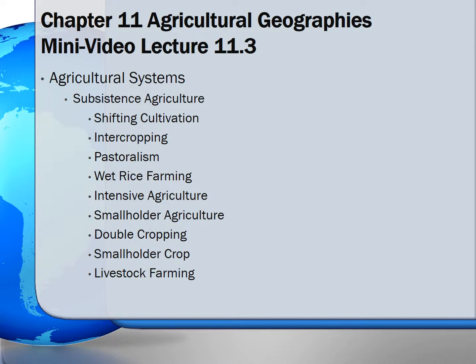Although we seldom think about it, our lifestyle is intimately connected with and highly dependent on agriculture. In this lecture, we will examine key concepts in spatial patterns and agricultural geographies to include agricultural systems, such as different types of subsistence farming.